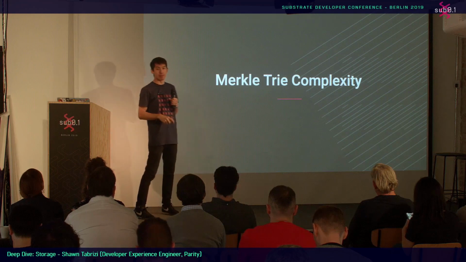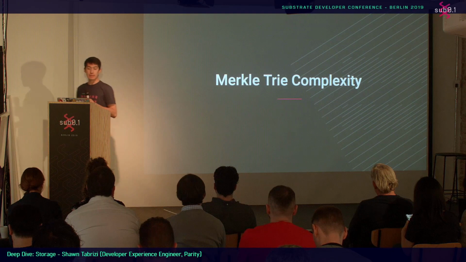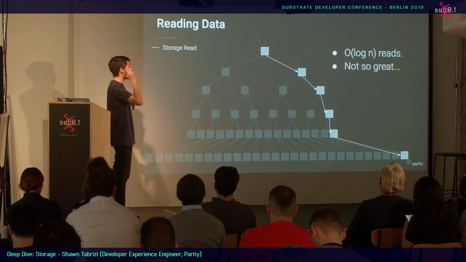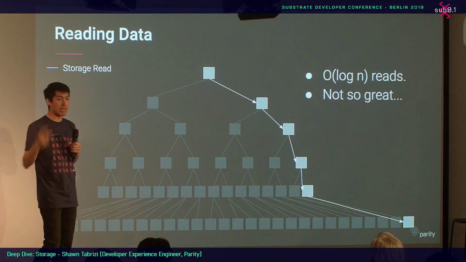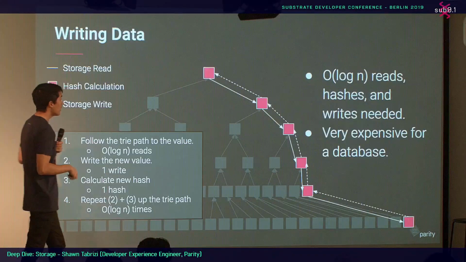So let's talk about Merkle tree complexity. This is an important part of when you're actually doing development, kind of what you need to keep in mind. First, reading data is not so great in a Merkle tree. It's O(log n) reads, whereas a normal database is something like O(1) reads. So this is really not so great. You obviously need to traverse the whole path to get to your final value.